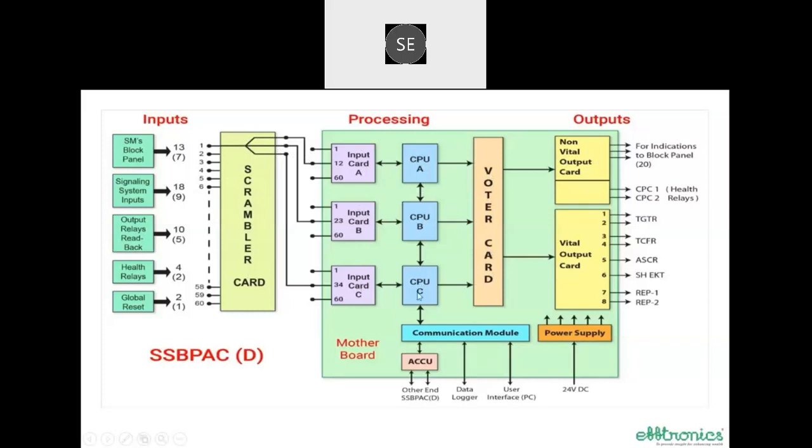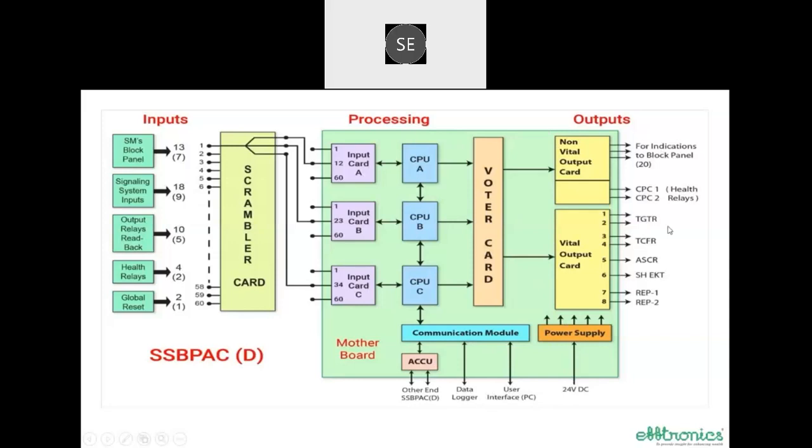The communication module is used for collecting data from the CPUs, and it sends the data to the other end SSBPAC through a media changeover unit or automatic communication changeover unit. So the data of these CPUs will be transferred to the other station block instrument through the communication module. This communication module is also used to interface with the station data logger and user interface PC, and a 24 volt DC power supply is taken for power supply.